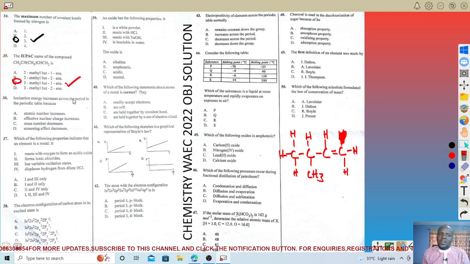The next one is ionization energy. It increases across the period because of the screening effect. That is also direct. The next one, I've talked about them over and over again. That's why I'm not wasting time on that.